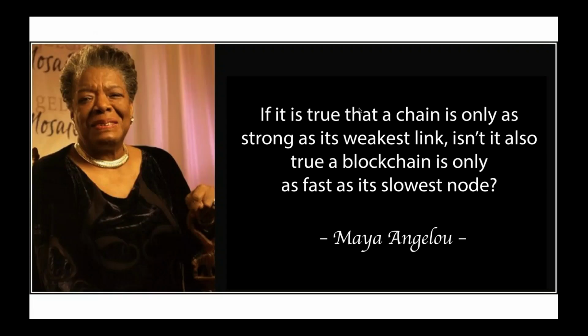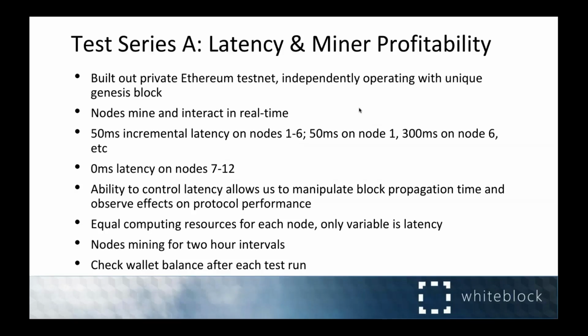So here's a quote from an early Bitcoin adopter, Maya Angelou: "If it's true that a chain is only as strong as its weakest link, isn't it also true a blockchain is only as fast as its slowest node?" And I think that rings true because it's an asynchronous process.